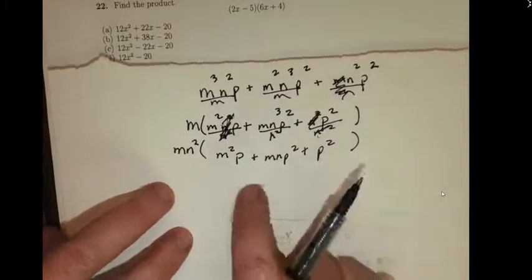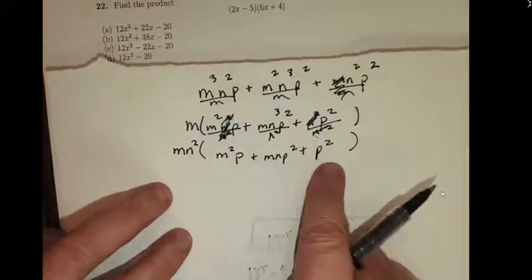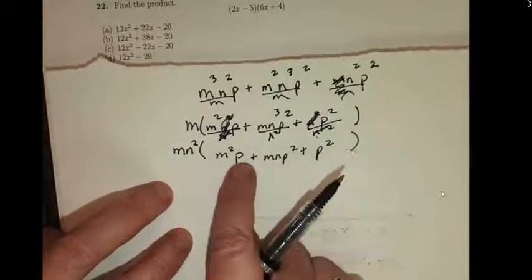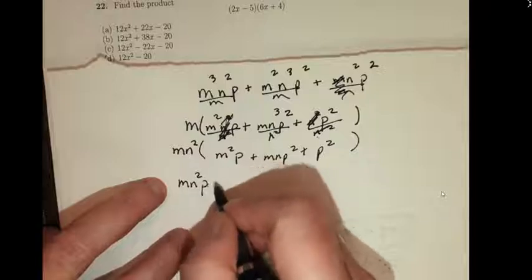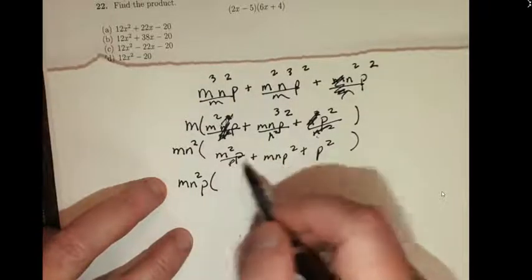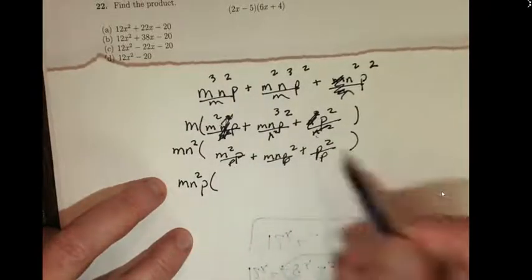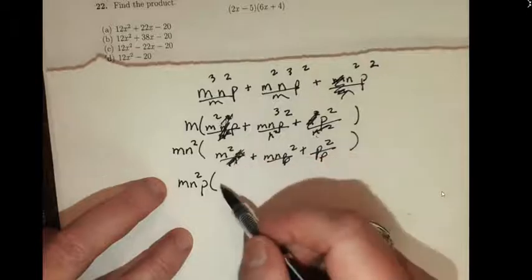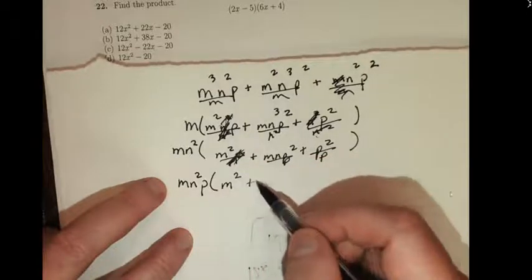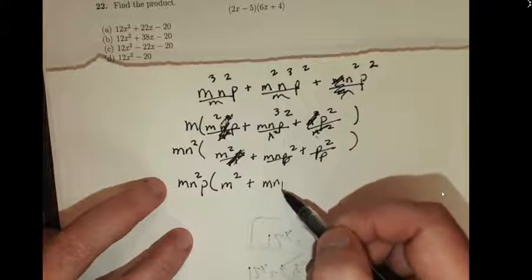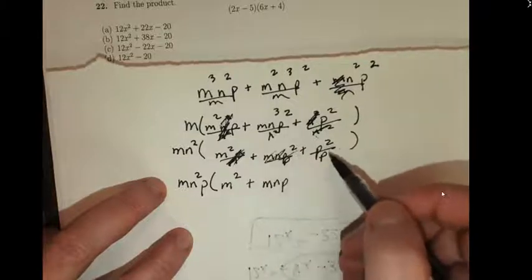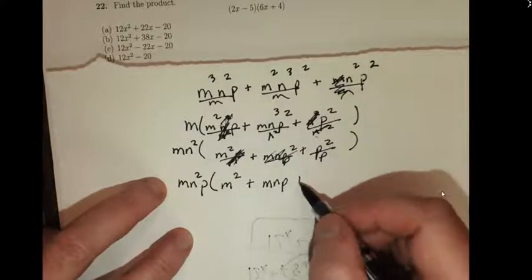And now, what about the P's? What's the most that they have in common? All of these have in common at most one P, so I'm going to bring it out the front. And what am I left over with? Well, if I remove one P from each of these, they cancel there. If I remove one P from that, I have M, N, and P. And then if I remove one P from P squared, I just have P.